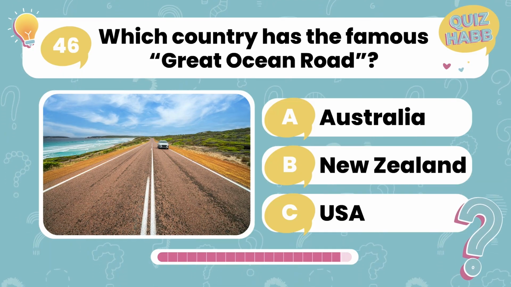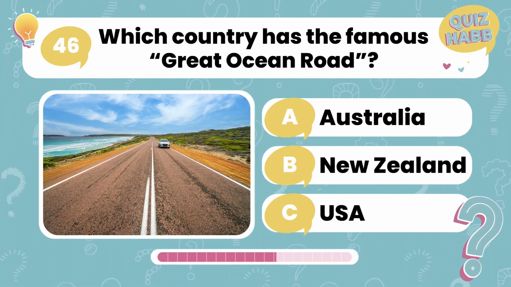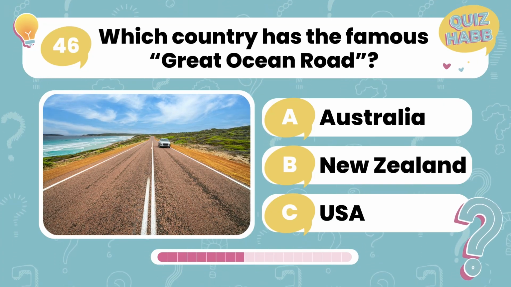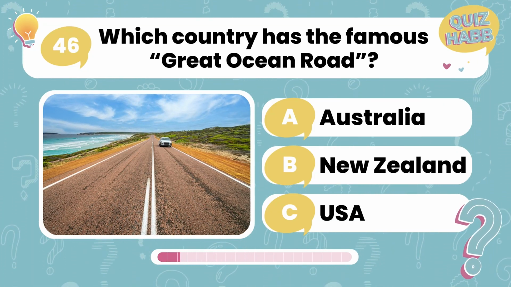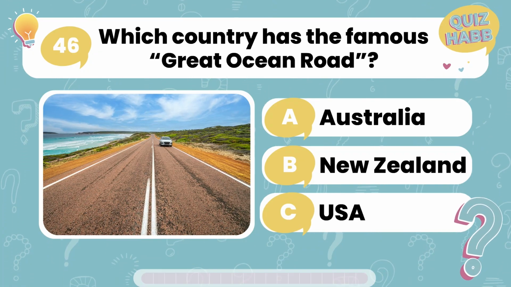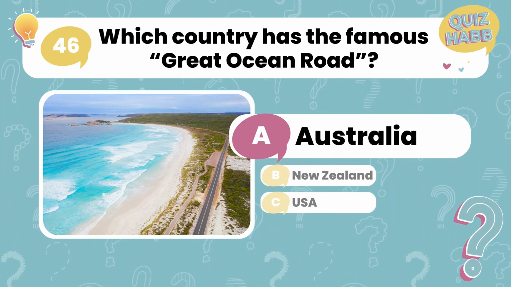Which country has the famous Great Ocean Road? A. Australia. B. New Zealand. C. USA. Correct answer. Australia. A scenic coastal route along Victoria's shoreline.